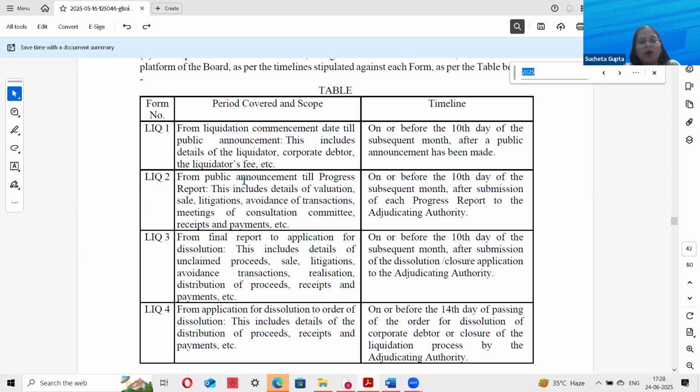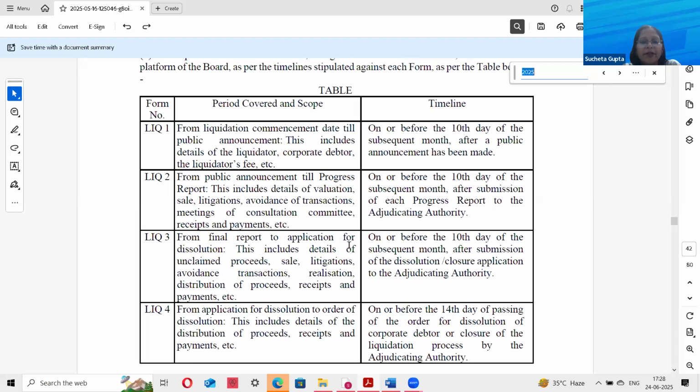From public announcement till progress report, this includes details of valuation, sale, litigation, avoidance of transaction, meeting of consultation committee, receipts and payments, on or before the 10th day of the subsequent month after submission of each progress report to the adjudicating authority. I think this is a quarterly form, because the progress report is required to be submitted quarterly. So each subsequent month this form is also required to be filed.